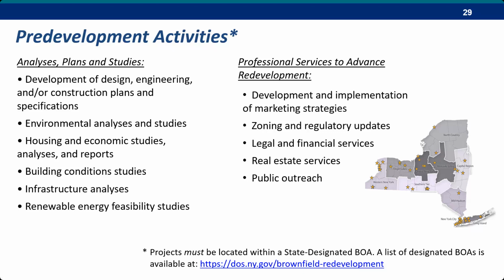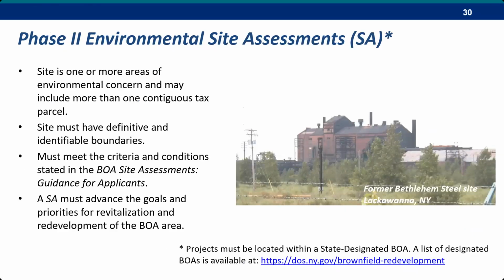It is important to note that pre-development grants cannot be used for capital expenses under this solicitation. A list of state-designated BOAs is available on the department website at the address shown. The last activity eligible are Phase 2 environmental site assessments. Eligible applicants may apply for Phase 2 environmental site assessments to gather reliable information about a property's environmental condition to guide the grantee in making an informed land use decision under the BOA program.